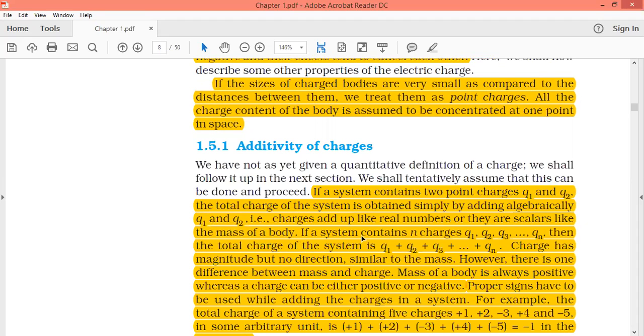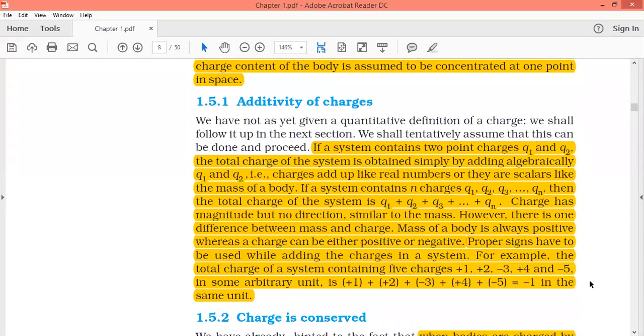Similarly, if you take n charges, say the n charges are Q1, Q2, Q3, and so on up to Qn, then the total charge will be just Q1 plus Q2 plus Q3 plus so on Qn. That will give you the total charge of the system. So the charge has magnitude but no direction, similar to the mass. And what is the one difference between mass and charge? Mass of a body is always positive, whereas the charge can be either positive or negative. The proper signs have to be used while adding the charge in the system. So if the charge is negative, you have to take the negative sign only. If the charge is positive, you have to take the positive sign only.